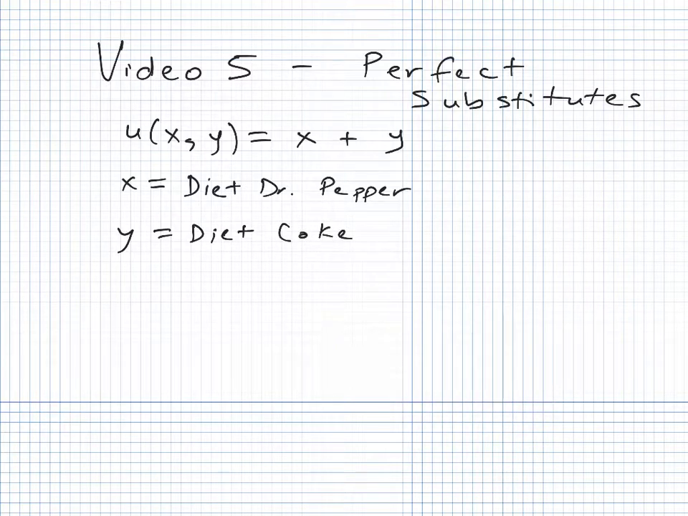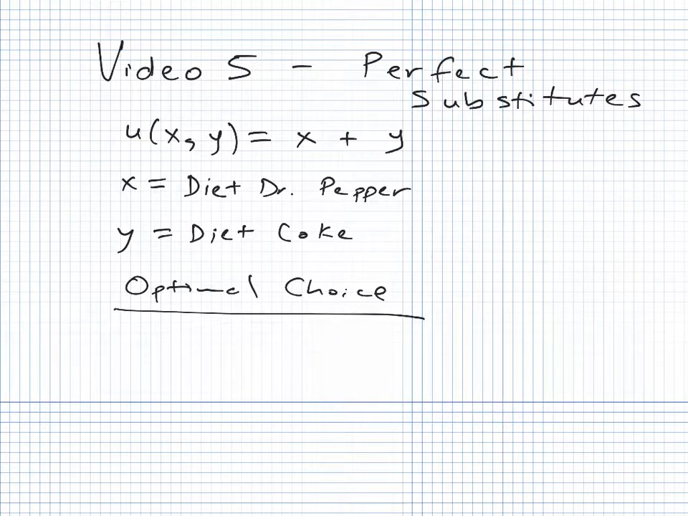And in the example that we'll work with first, we'll be doing some optimal choice analysis. And for this example, we're going to assume that our consumer has $20 per week to spend on Diet Dr. Pepper and Diet Coke. We're going to also assume that the price of good X, in other words, the price of a can of Diet Dr. Pepper, is 50 cents, and that the price of a can of Diet Coke is $1.